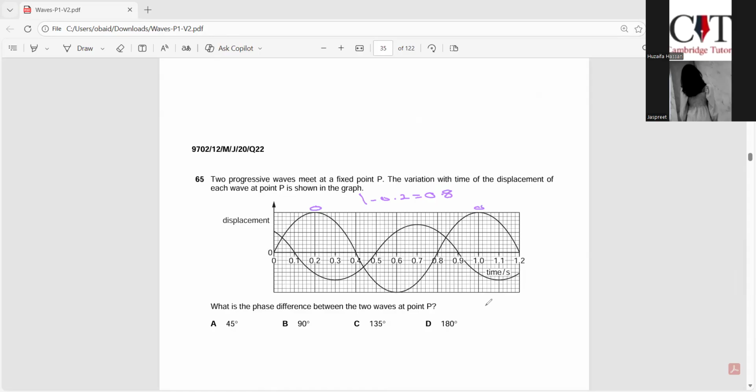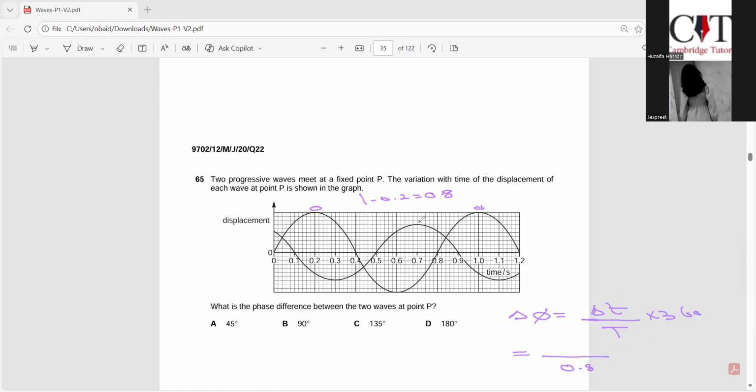So for calculating the phase difference, note this formula. We can calculate the phase difference between two waves with the formula delta T over T multiplied by 360. This is the formula for calculating the phase difference between two waves. So we know the time period we have calculated is 0.8, right? And delta T means the difference in time.